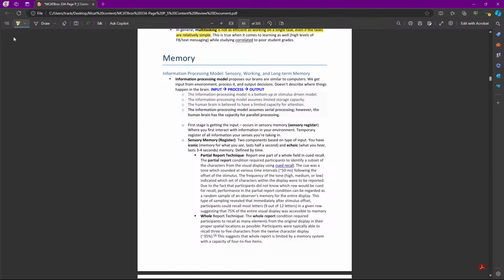Because participants did not know which row would be cued for recall, performance in the partial report condition can be regarded as a random sample of the observer's memory for an entire display. Sperling revealed that immediately after stimulus onset, participants could recall most letters, 9 out of 12 letters in a given row, showing that 75% of the entire visual display is accessible to memory.